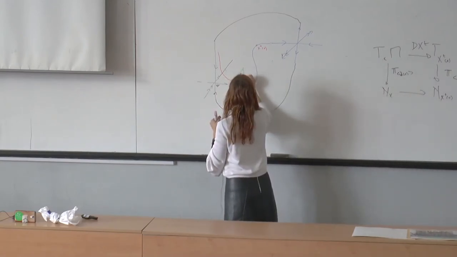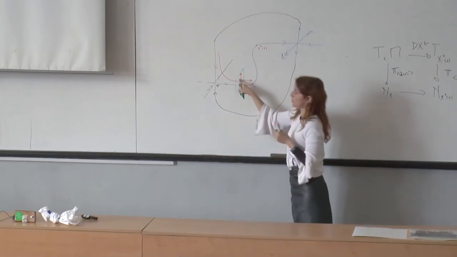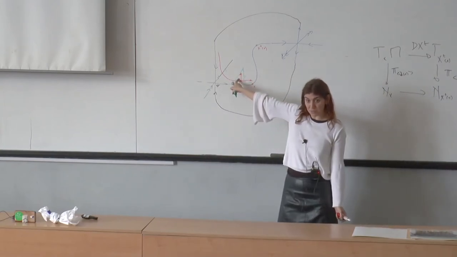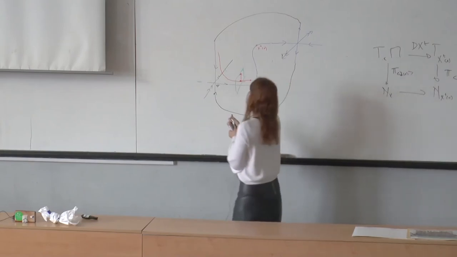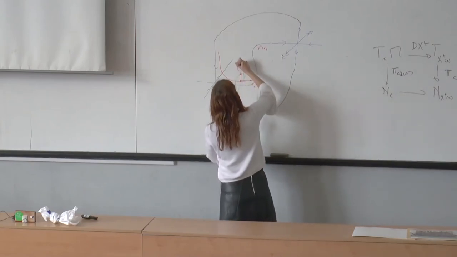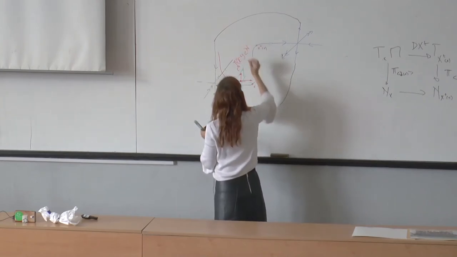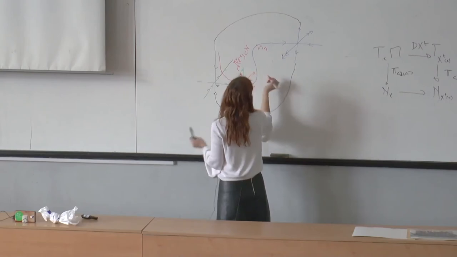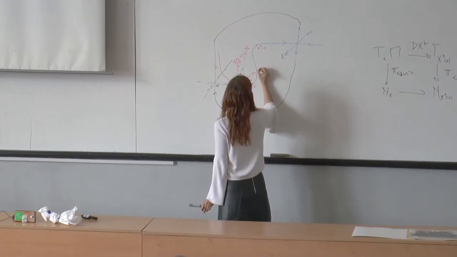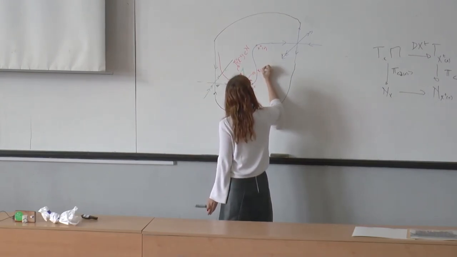So here is a normal space. Here is the projection of the center space to the normal space. And here is the direction of the flow. So here is E^c projected to the normal space. And here is the direction of the flow, X at x.